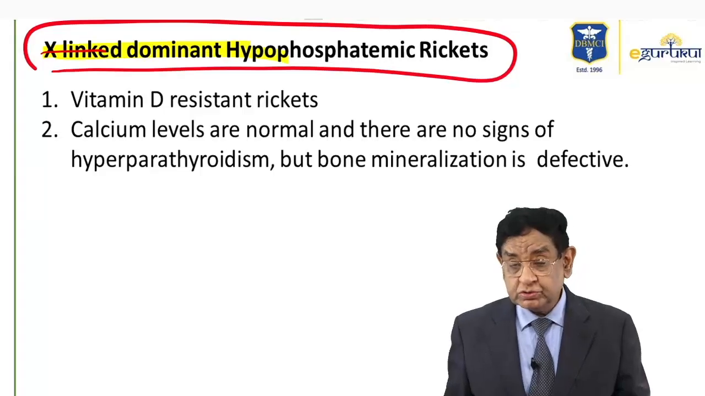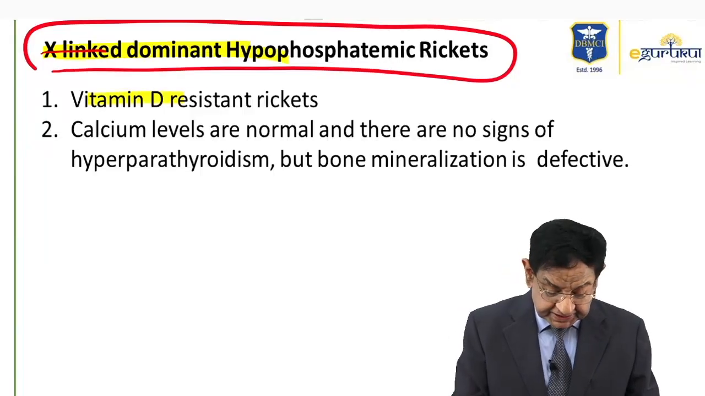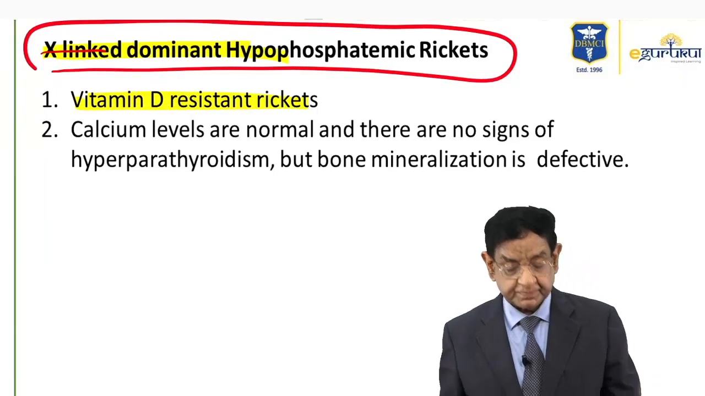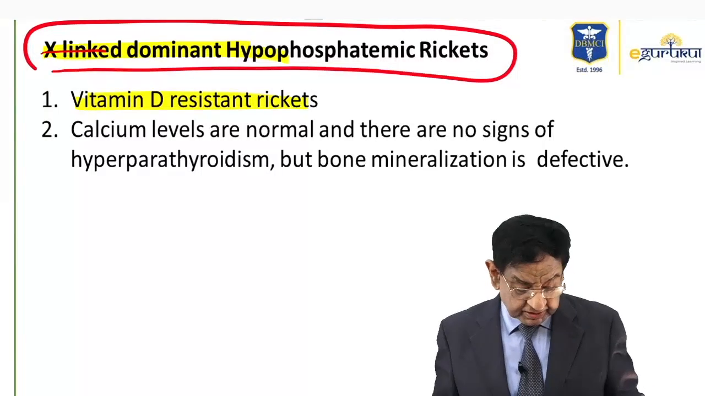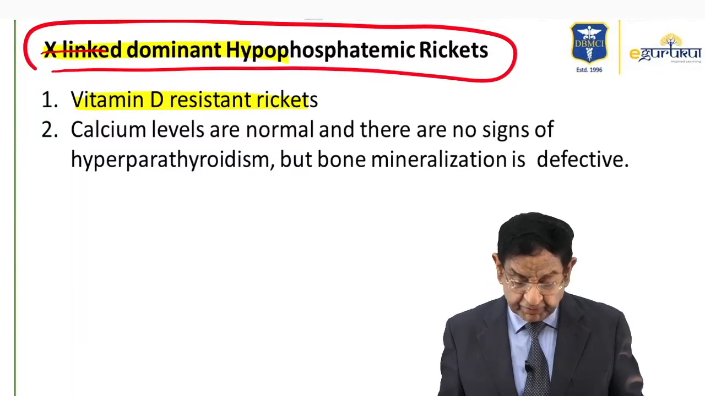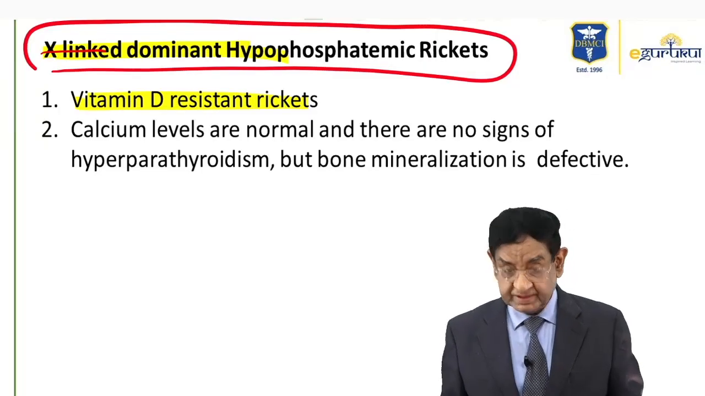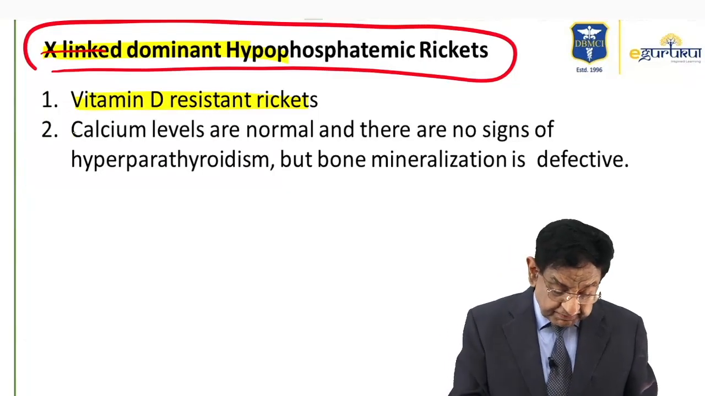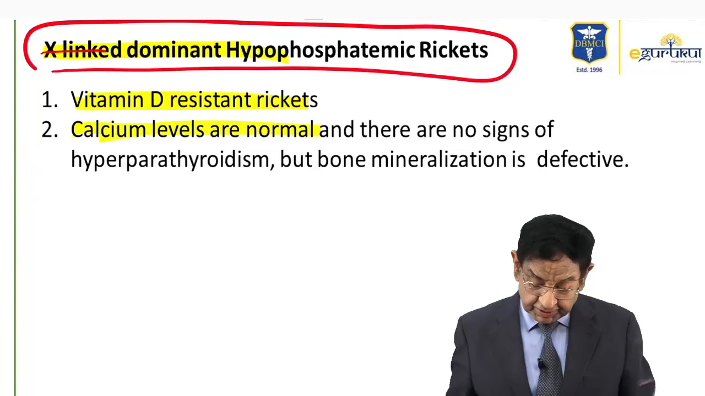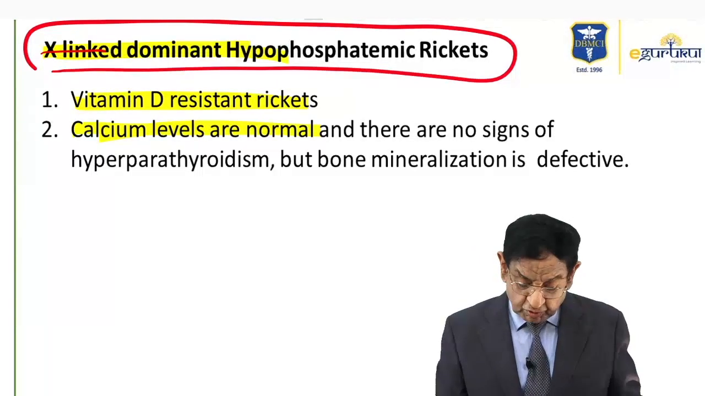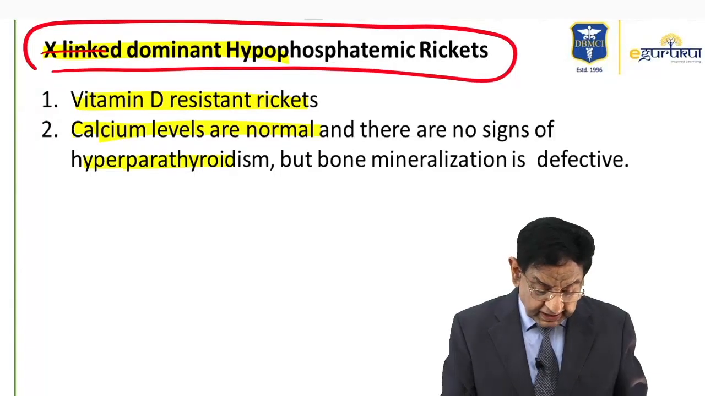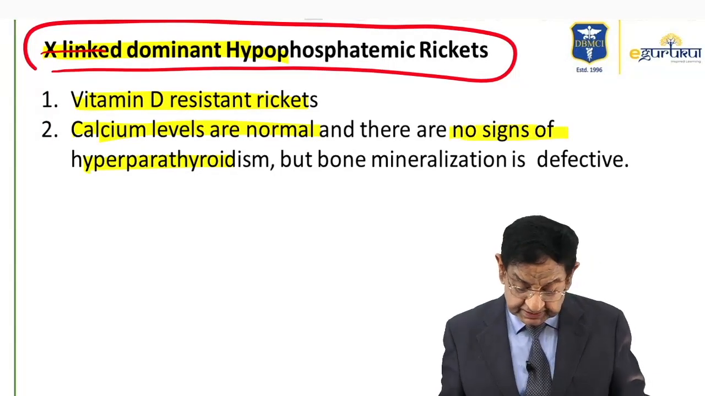This is also known as vitamin D resistant rickets. Point to be noted. So we can call it X-linked dominant or familial hypophosphatemic rickets. Also vitamin D resistant. Calcium levels are normal. Point to be noted. Since the calcium level is normal, there is no sign of hyperparathyroid. No signs.